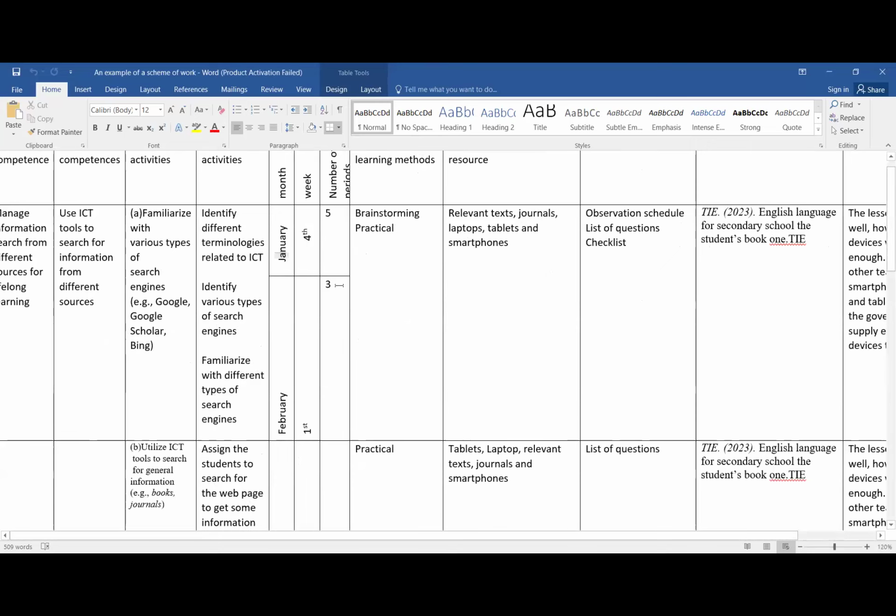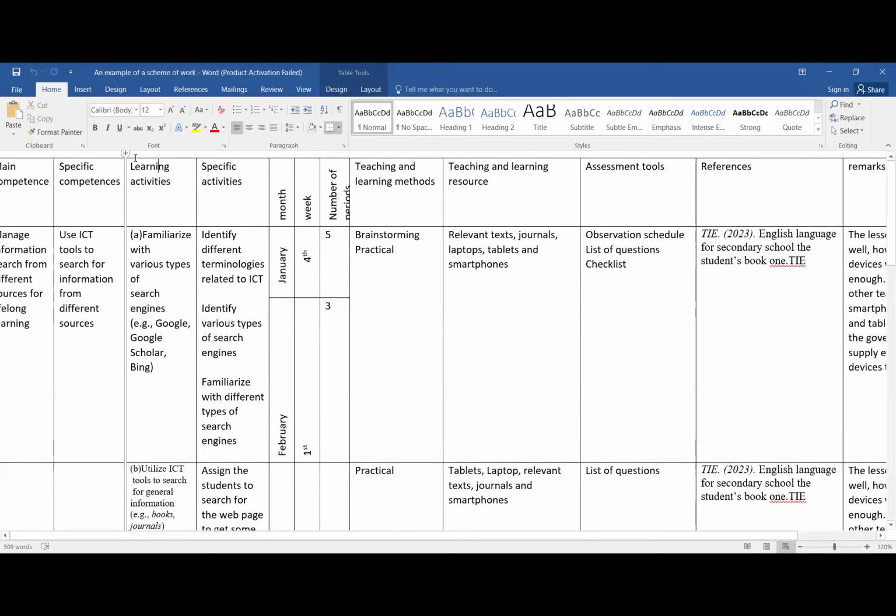Okay, so I have tried to take this from the workshop that we had about improving the curriculum from 30. We no longer call it main topic and subtopic. Now we have moved to the main competence, specific competence, learning activities, specific activities, teaching and learning methods, teaching and learning resources, assessment tools, reference, and remark.